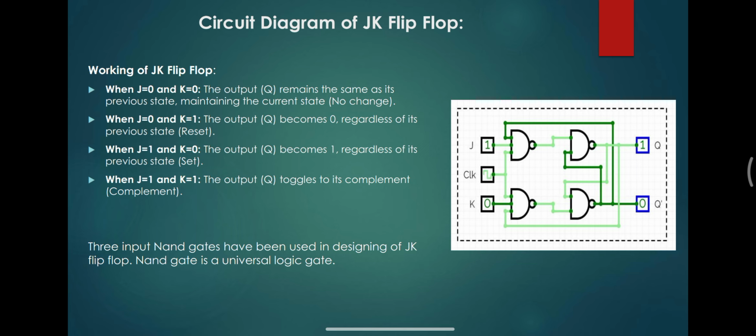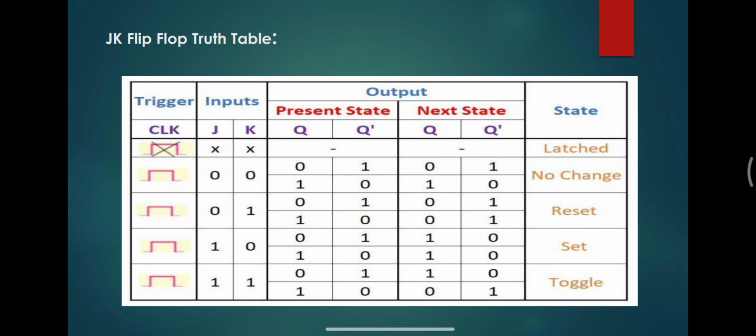3-input NAND gates have been used in designing the JK flip-flop. The NAND gate is a universal logic gate. Here is given the JK flip-flop table. Here are given the trigger inputs J and K. J and K values are 0 or 1 and the output has two states, present and next, which are Q and Q prime. You can see here is the input. If you input 0 and 0, the output is 0 1 0 1. If you give 0 1, the output is 0 1 0 1. Here is given some input.